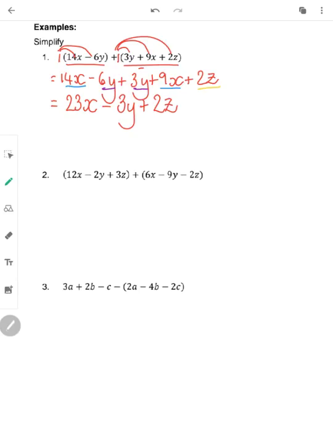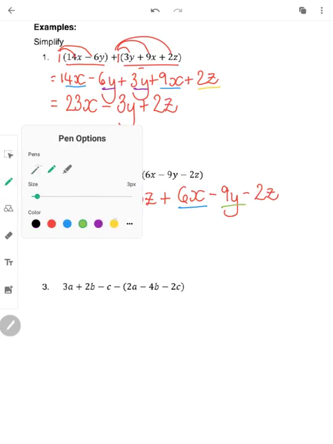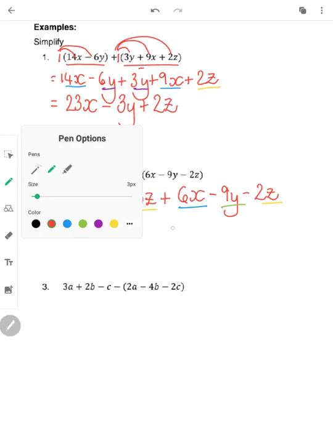Now I want you to pause and try example number 2 on your own, and then when you play, you check your answer. So firstly, we get rid of the brackets by multiplying by 1, and multiplying by 1 means everything that was inside the brackets stays the same. Now we get the like terms, so x and x, y and y, and z has a buddy this time around, z and z.